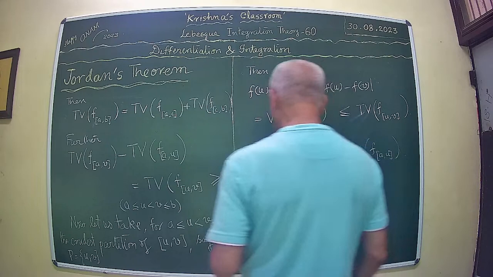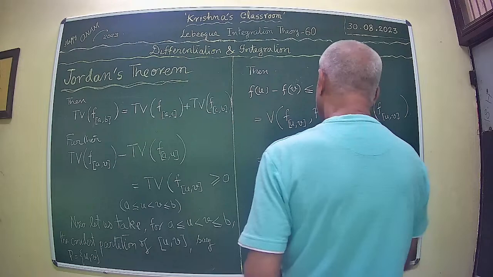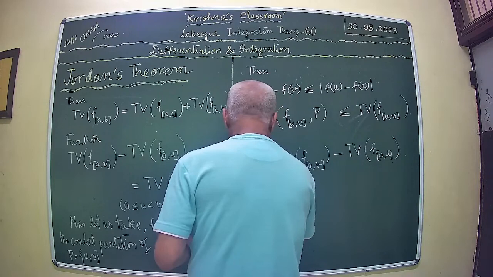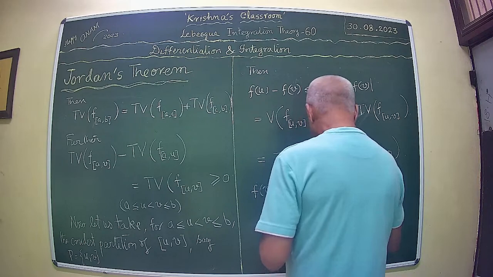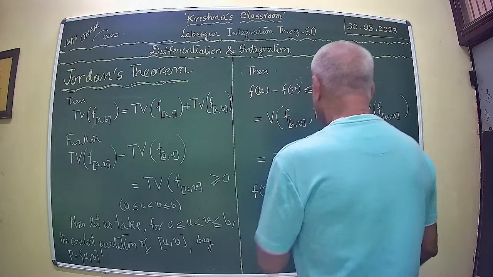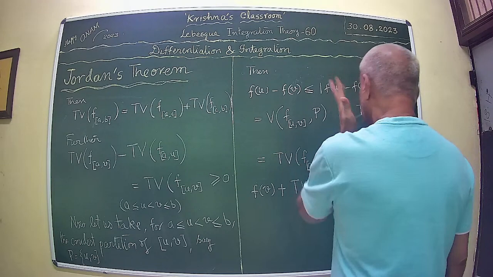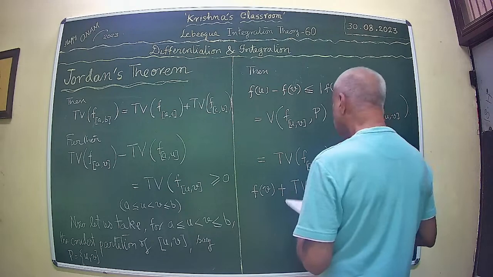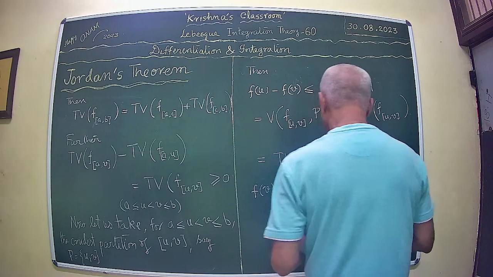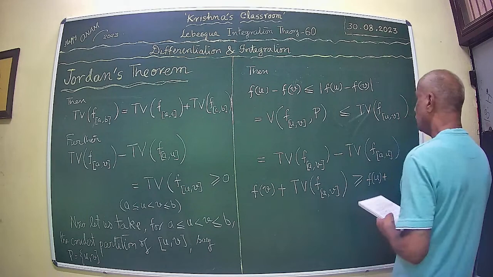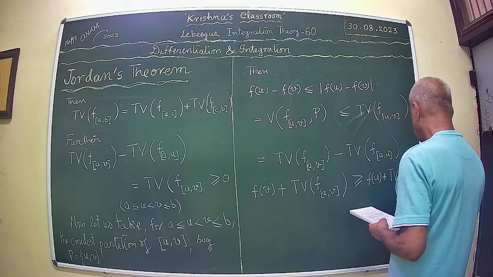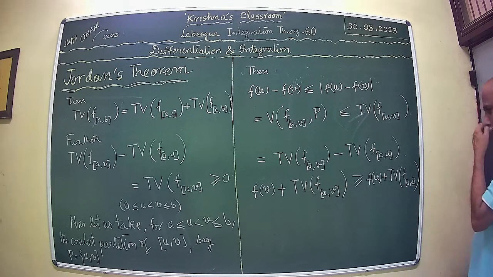Therefore, now we work on this. We push things to either side. So, if you have f(v) plus TV f [a, u], to push this to this side and this to the other side, of course there is an inequality here. Therefore, this is greater than or equal to f(u) plus TV f [a, u], for, of course, u less than v.